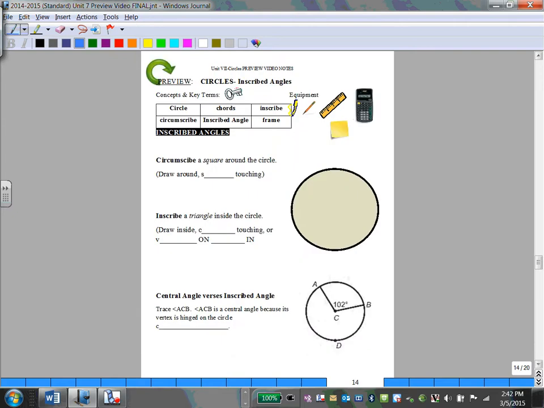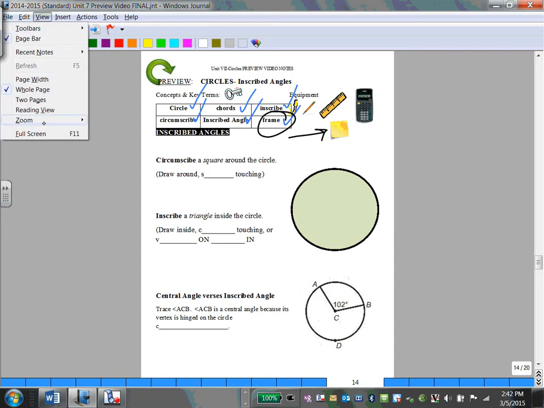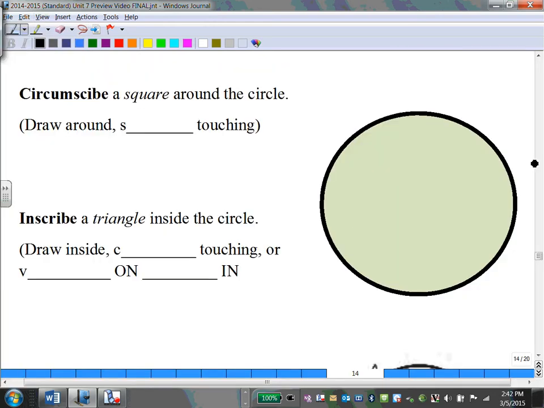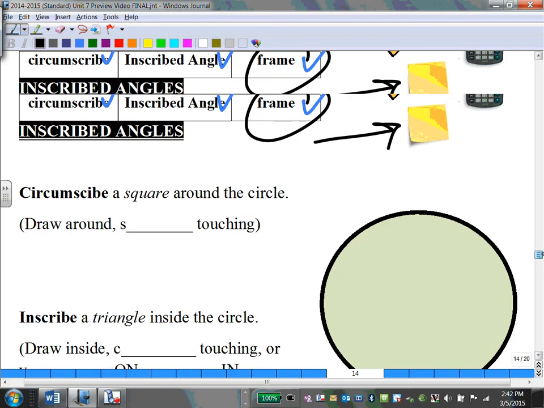Let's recap what we learned last class. So our new vocabulary words: circle, chords, inscribe, circumscribe, and the word frame. When you see the word frame, that means you're going to use post-it notes. So you need to have post-it notes very close at hand. Ready? I'm going to read this.